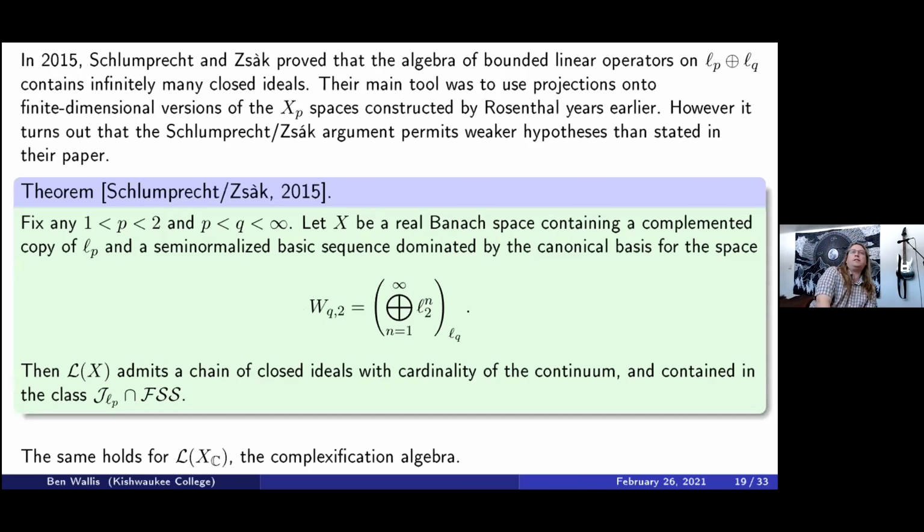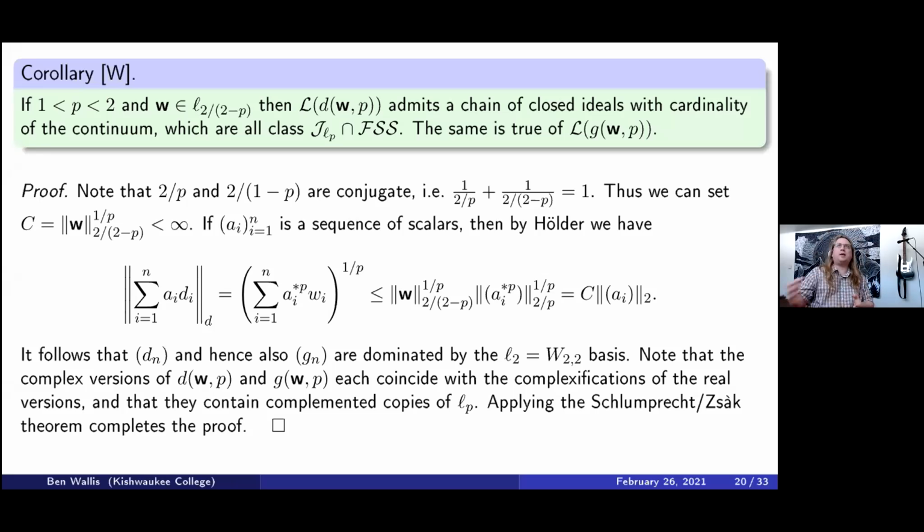And this is so cheap. I'm fully aware how cheap this is, but I wanted to do it anyway just to see if I could get it to work, and it does. So you restrict P to between 1 and 2. And what I did, to get a basic sequence that's dominated by L2, all I did was take a weight to be in this little L space, right? If you take the weight to be in this little L space, well, these two numbers are conjugates, and then you can use Hölder's inequality to get the canonical basis bounded, or dominated, if you like, by L2.